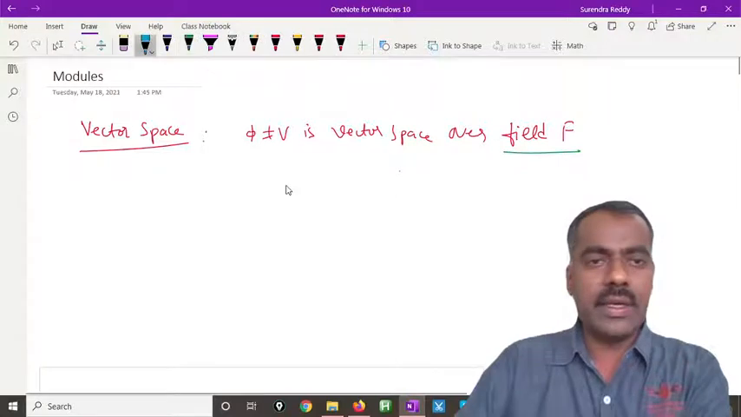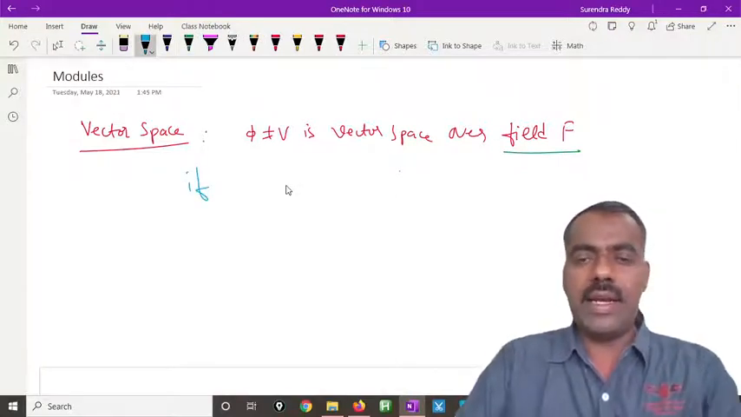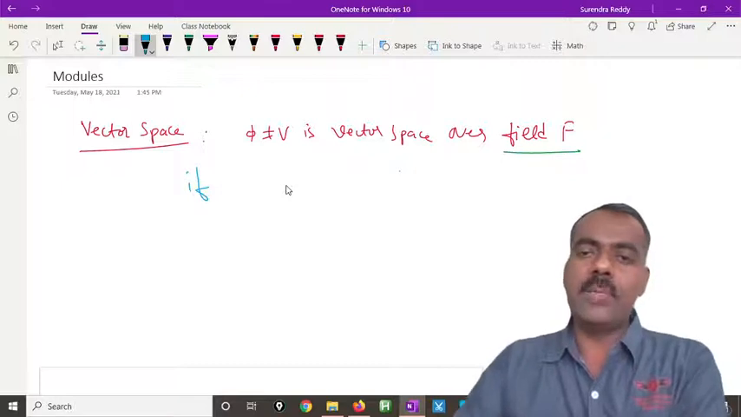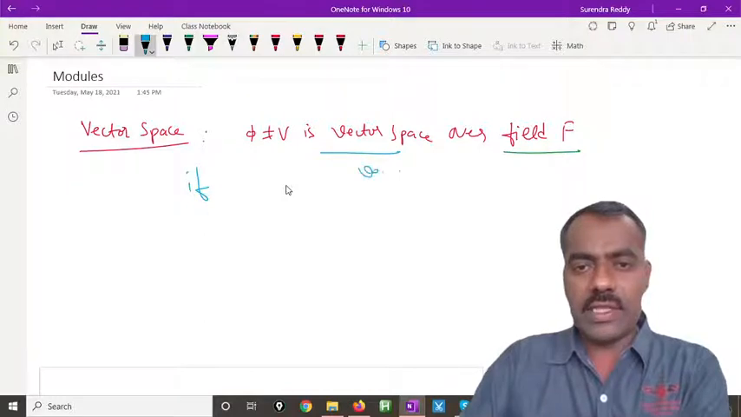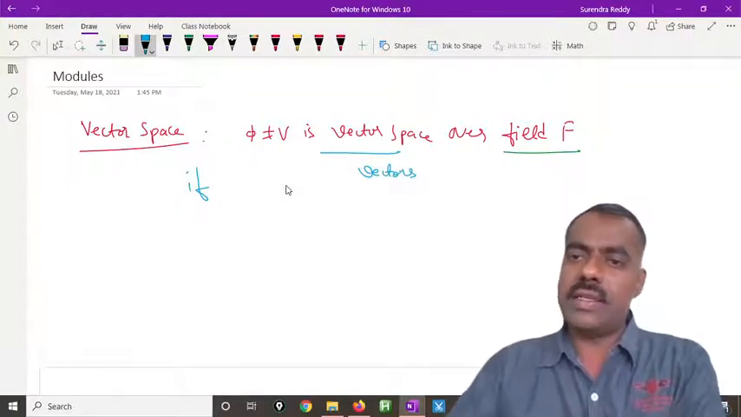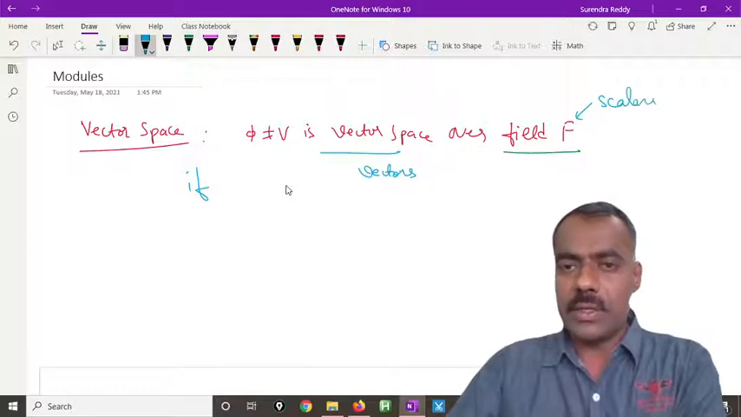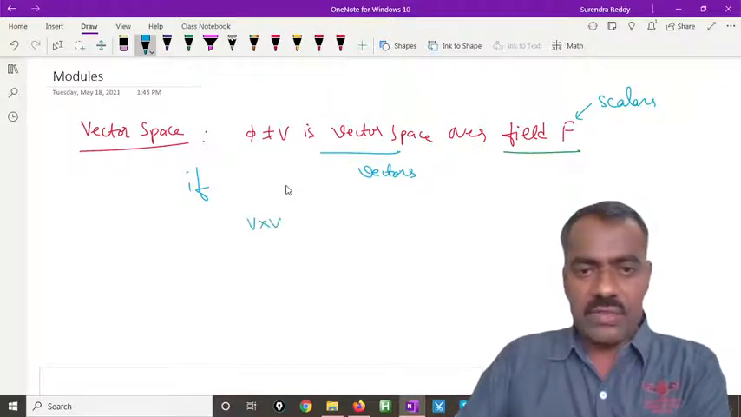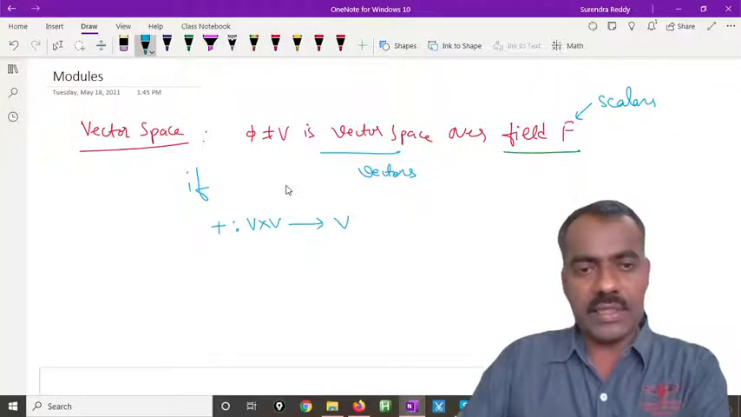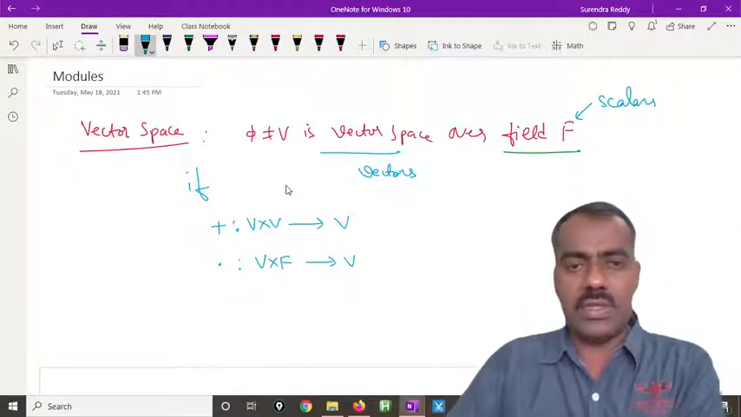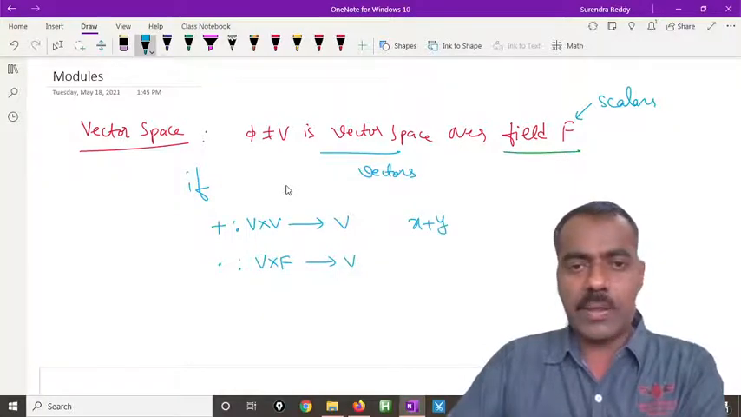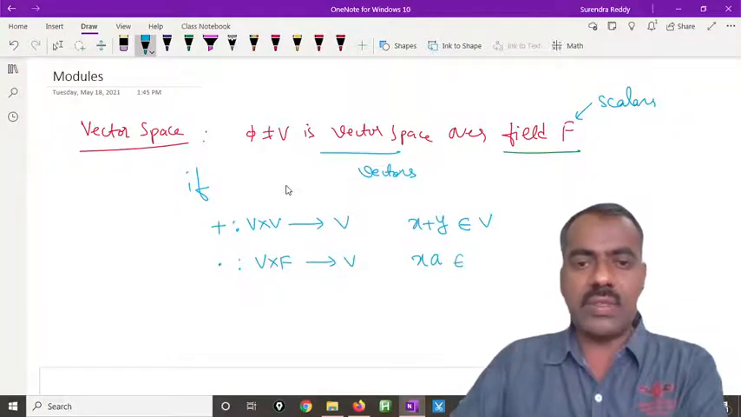roughly speaking, two vectors can be added, and a vector and a scalar can be multiplied. The elements of V we will call vectors, and these elements of F are called scalars. So two operations are there: V cross V to V, which you can call addition, and scalar multiplication, V cross F to V. Obviously, x plus y should belong to V, and x times a, where a is a scalar, should belong to V.